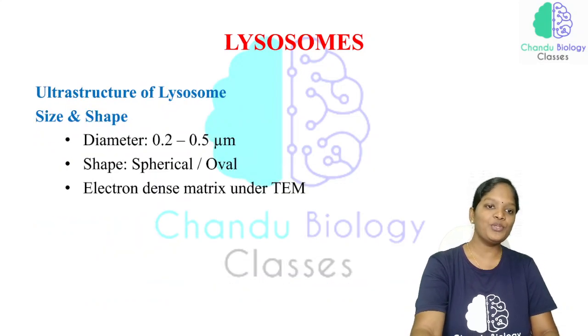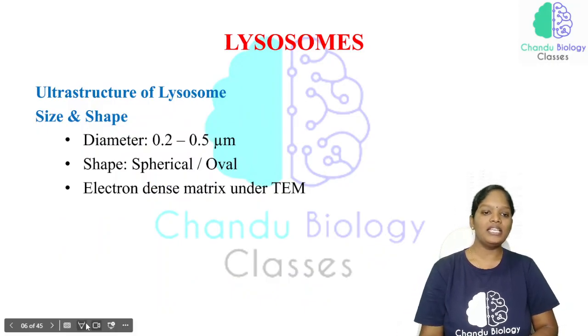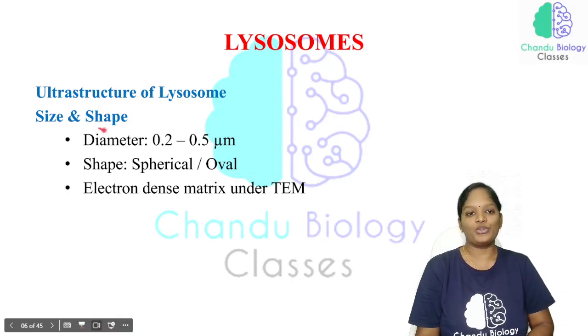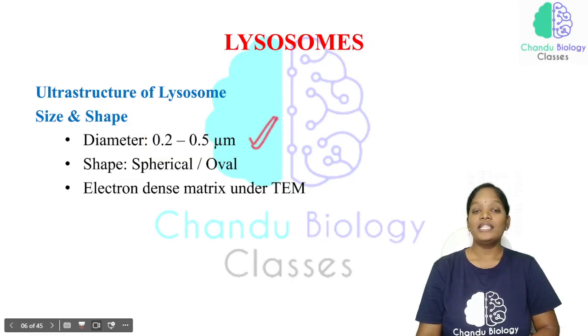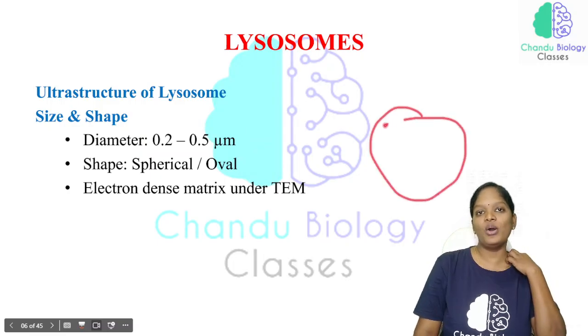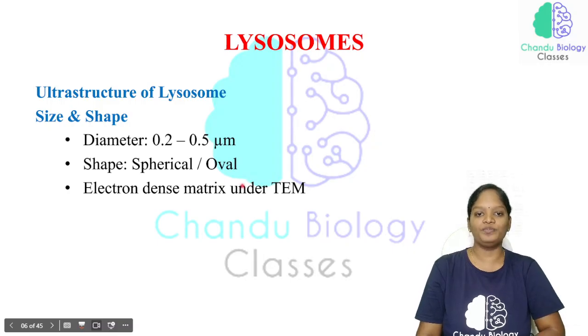Okay, now coming to the ultrastructure of the lysosome. See here, what will be the size and shape of the lysosome? It will be 0.2 to 0.5 micrometer. So this is the size of the lysosome. And what will be the structure? Again it will be an oval or spherical shape. This is the structure of the lysosome.